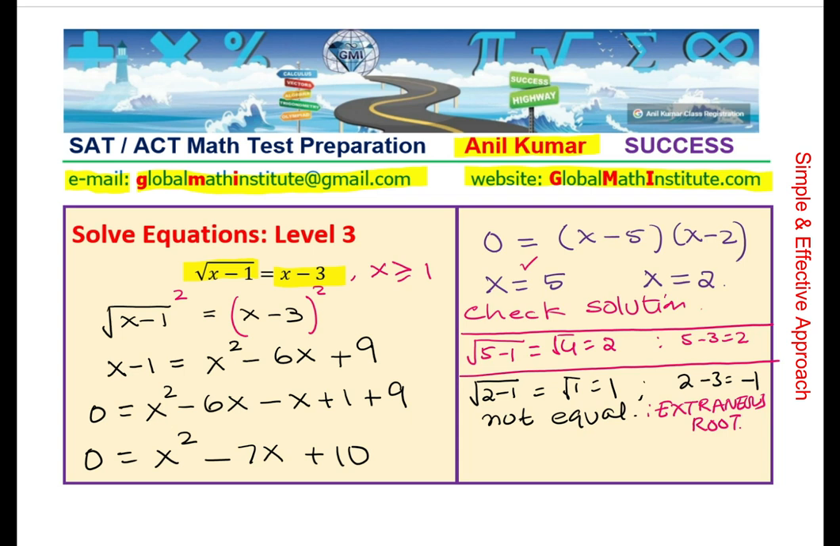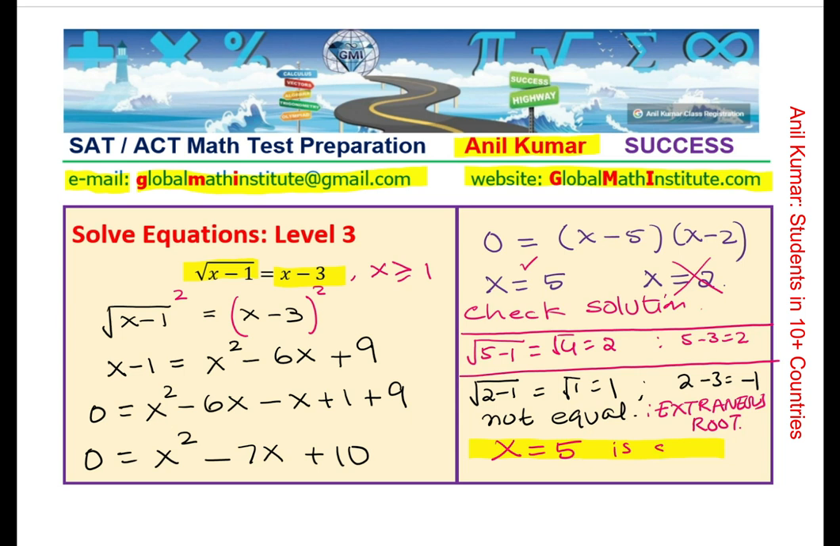Perfect. So it was very important for us to check the solution, mainly because we squared x minus 3, which means a negative number was squared, and that is why we got a reason here to check, right? So what is the solution? The solution is x equals 5, and that is the only solution, not x equals 2. So x equals 5 is the solution. I think you've understood why it is very important to check the solution while solving square root equations.